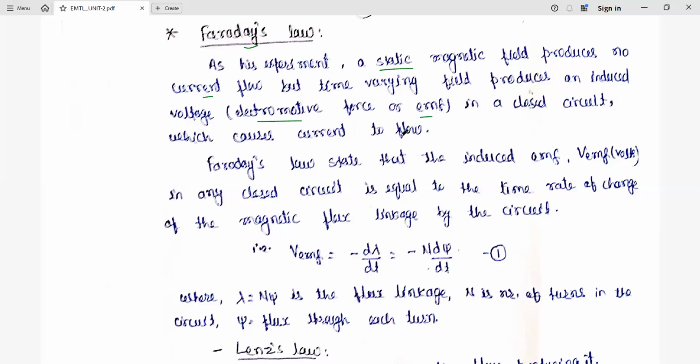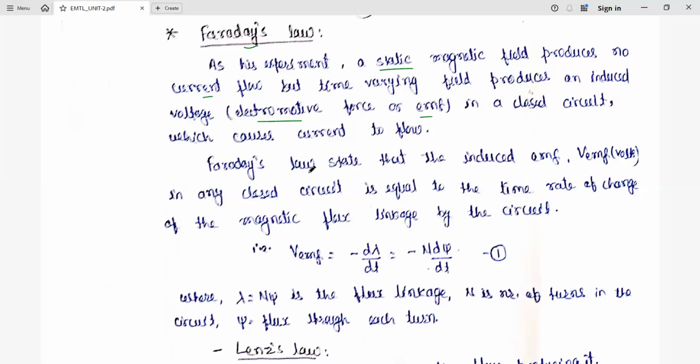So this is happening in the case of a closed circuit. Due to that, current is going to flow. Okay. So in case of a static magnetic field, no flow of current takes place, but in case of a time varying field, flow of current takes place in a closed path.